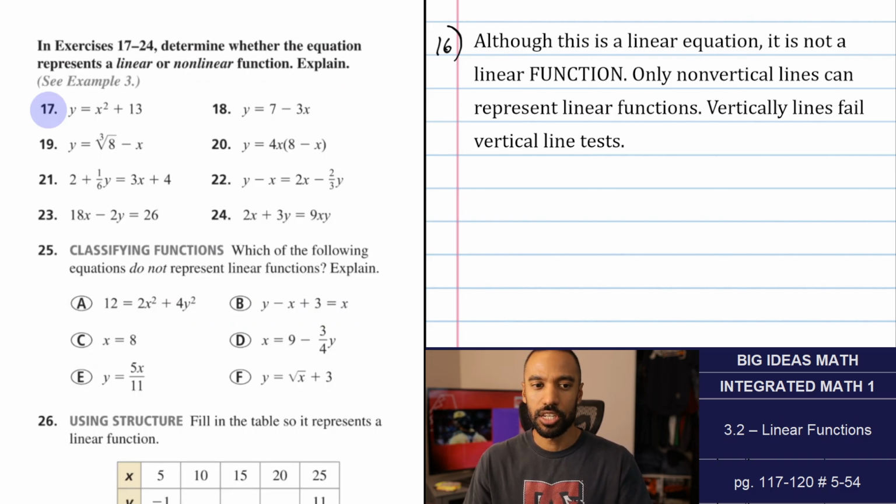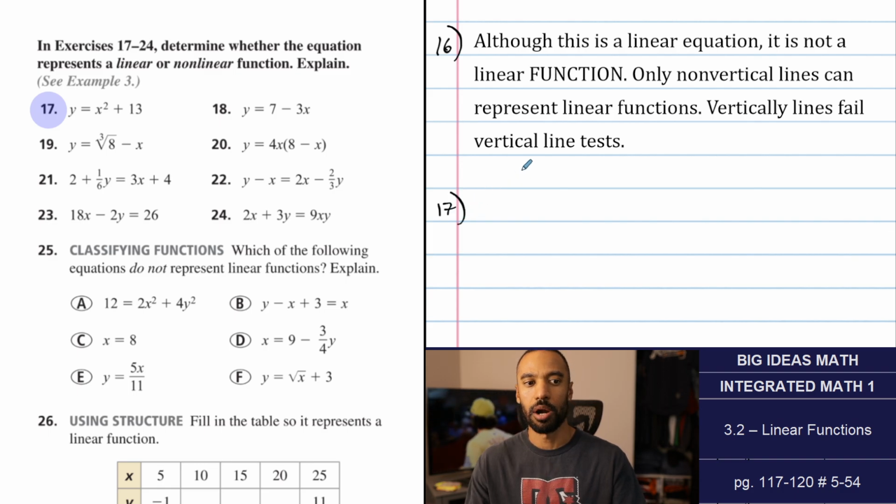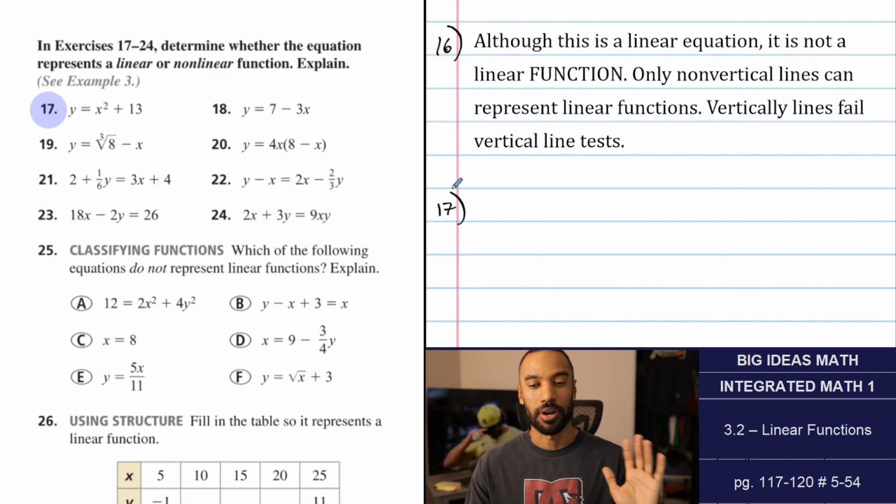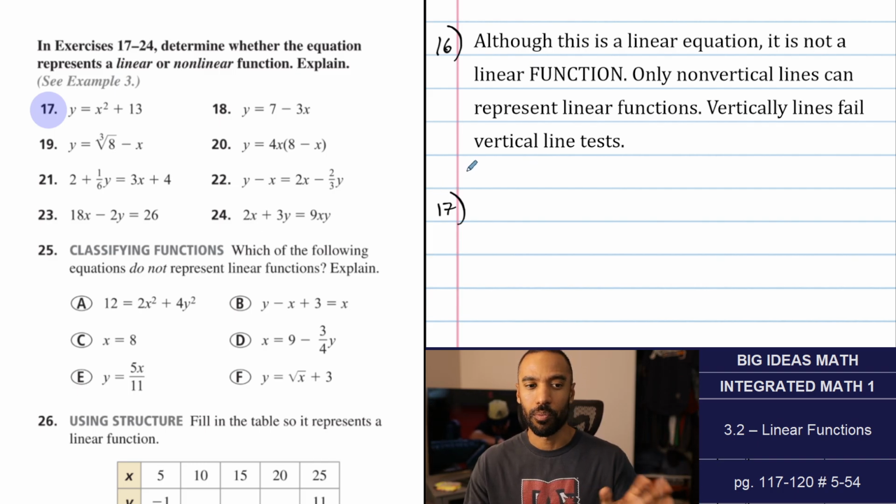Okay, numbers 17 to 24, determine whether the equation represents a linear or non-linear function. Explain. Now, I'll have you know that these are probably all functions. I don't know for sure. They're probably all functions. You're hard-pressed to find ones that actually are not. There is a specific thing, and I don't see it. But are they linear or not? We're trying to look for, can we write it in the y equals mx plus b form.